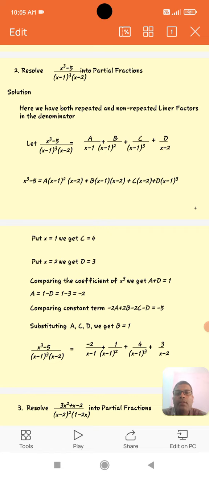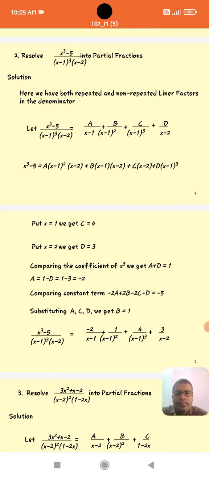We get this equation like this: x³ − 5 is equal to A(x − 1)²(x − 2) plus B(x − 1)(x − 2) plus C(x − 2) plus D(x − 1)³.